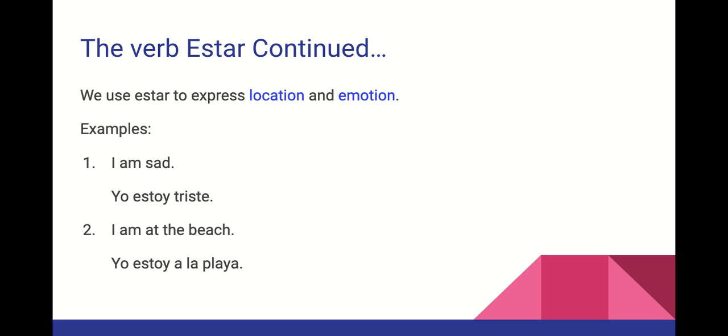So, you have, as I said, all those things like the park, the beach, the pool, or emotions, how you're currently temporarily feeling. Emotions are temporary. You can be mad one second and you can be happy the next or sad the next. Okay? So you can use the verb estar for both of these reasons. So for example, I am sad, yo estoy triste, or I am at the beach, yo estoy en la playa. Okay? And that's just a small review of the verb estar.